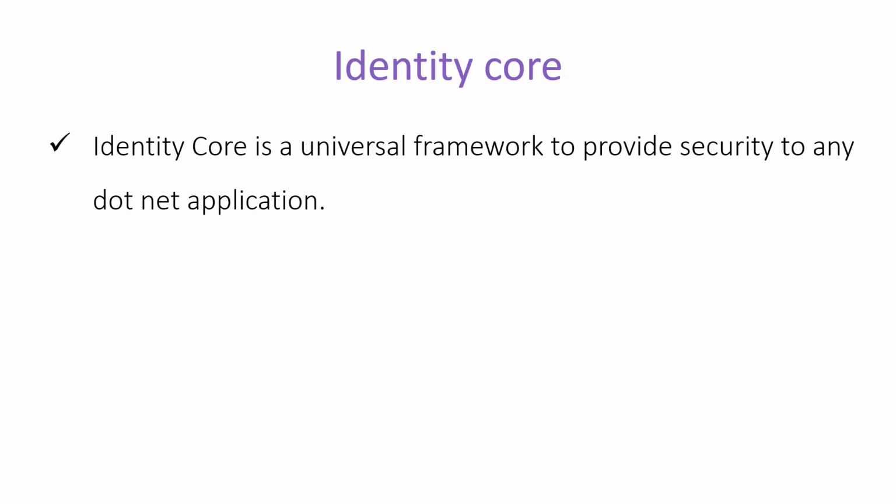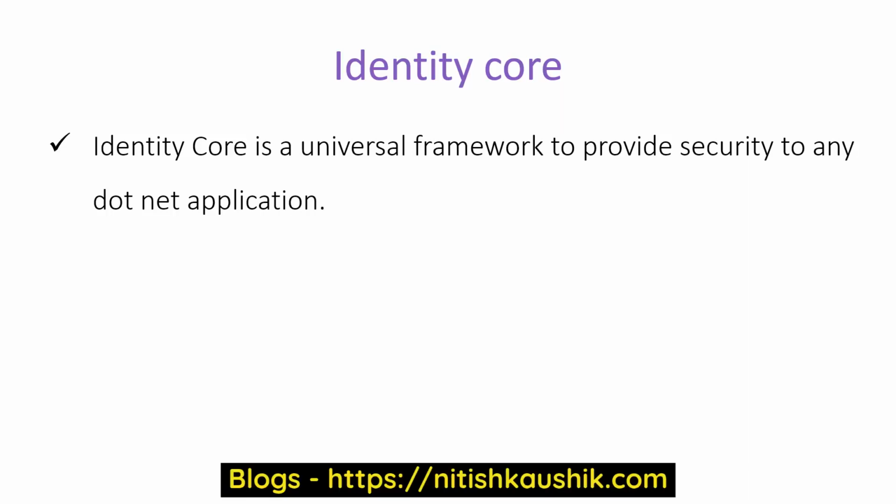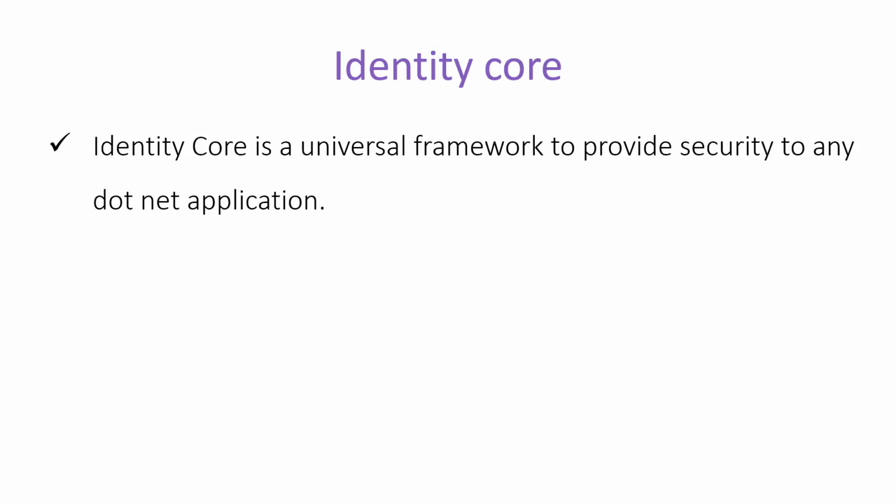Identity Core is a universal framework to provide security to any .NET application. Here I am writing any .NET application. It means this Identity Core is a separate universal framework that can be used in any .NET application. It is not dependent on ASP.NET Core or Razor. You can use the same concept in Blazor, Razor, ASP.NET Core MVC, ASP.NET MVC5 and all other frameworks that are available in .NET. This identity is not only limited to sign up and sign in, rather it provides you loads of features that are required for the security management.